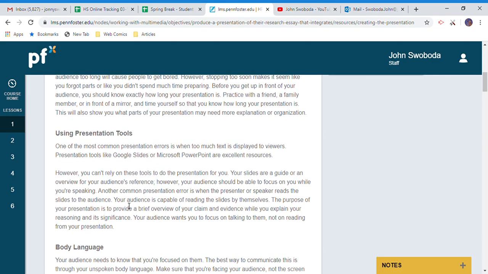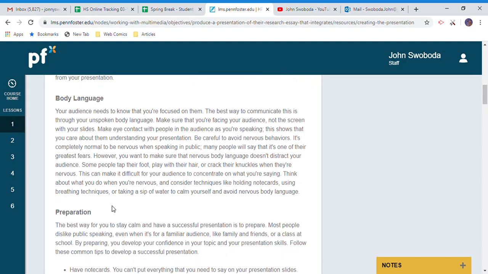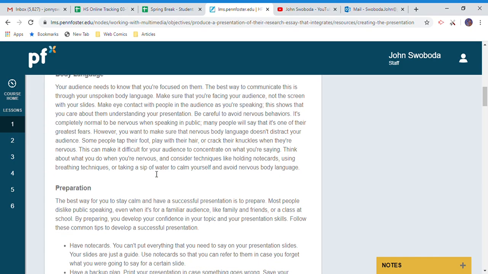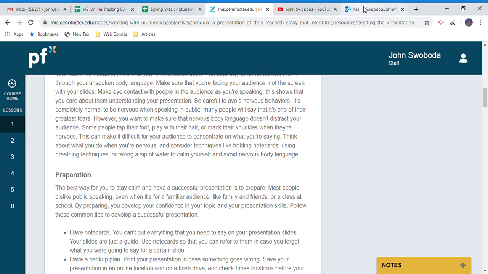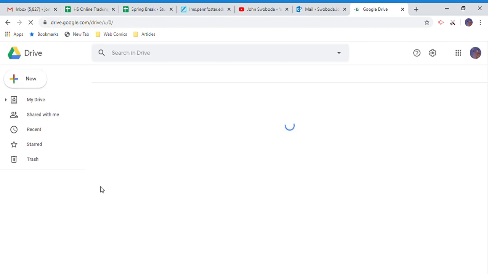Using presentation tools, you should play around in PowerPoint, because it's fun. PowerPoint is actually pretty fun. I use Google Slides now. I use everything in Google Drive. I'll show you my Google Drive. So here's Google Drive.